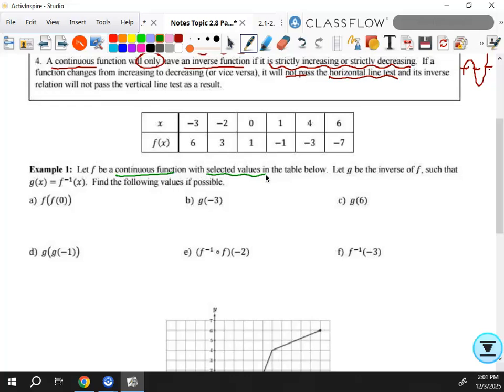So that's not all of the points of the function, but it's some of them. Then it says, let g be the inverse of f such that g of x equals f inverse, and find the following if possible. Okay, so we know more than what it just told us, and we don't necessarily have to focus on that right now, but I need you to understand as we go through these things how a lot of times you know more than you think you do, and you know more than they flat out told you. So when I look at this, okay, I know my x's are increasing.